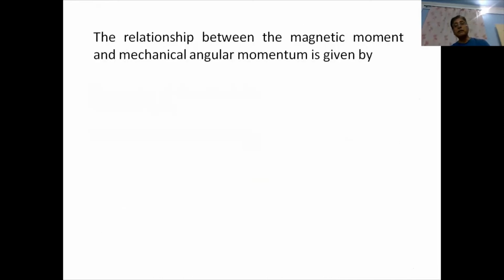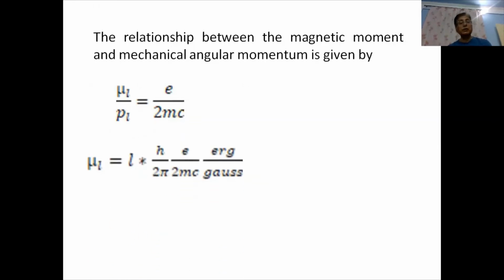Now, the relationship between the magnetic moment and mechanical angular momentum is given by this formula. Mu L upon PL is equal to e by twice mc, where mu L is the magnetic moment and PL is the mechanical moment. So mu L is equal to, because PL is equal to L star h by 2 pi, mu L is equal to L star h by 2 pi e by twice mc erg per Gauss.